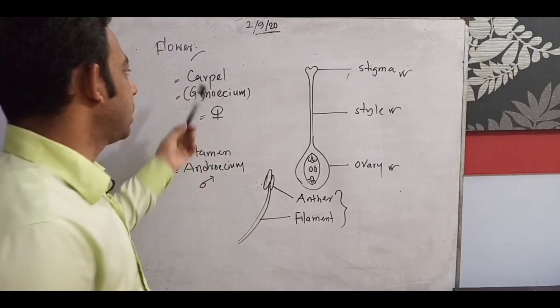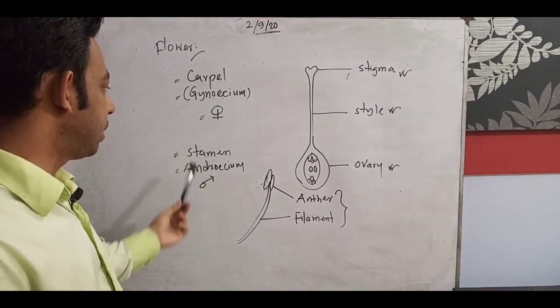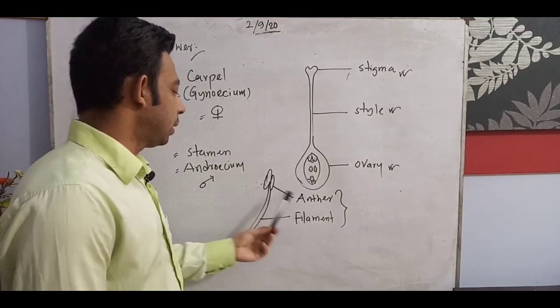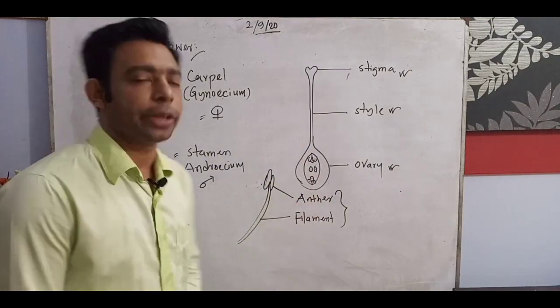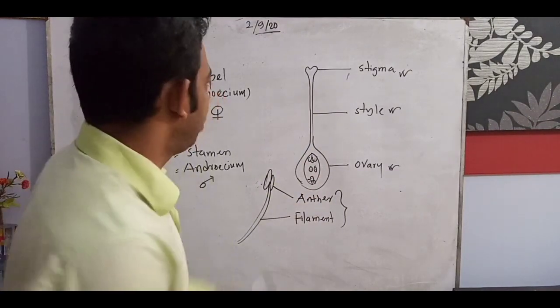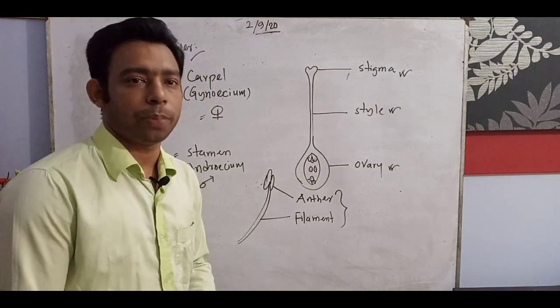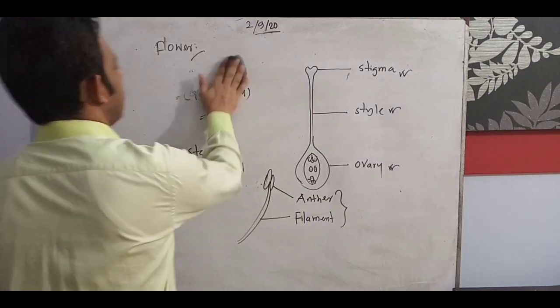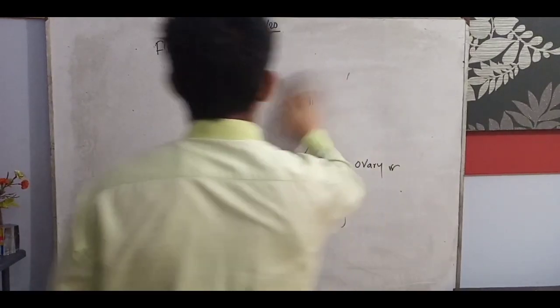So now we understand the carpel, gynoecium, symbol, stamen, androecium, this symbol and their parts: anther, filament, and stigma, style, and ovary. Very importantly, we know this very important part. Okay, now we will go through another important topic.